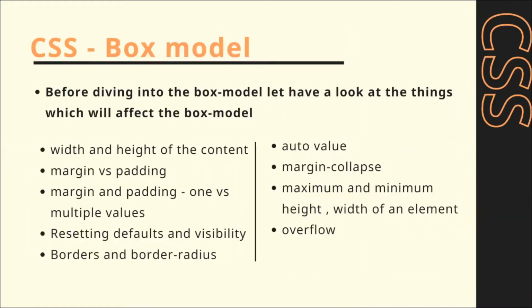Moving towards our next topic. Before diving into the box model, let's have a look at the things which affect the box model. There are different things which affect a box model, such as the width and height of a content, the margin and the padding. So the auto values, the margin collapsing, the maximum and minimum height, the width of the element, overflowing, resetting defaults and the visibilities, the borders and the border radius. These are some things which we'll see in detail, so that we are aware of how the border box model works.